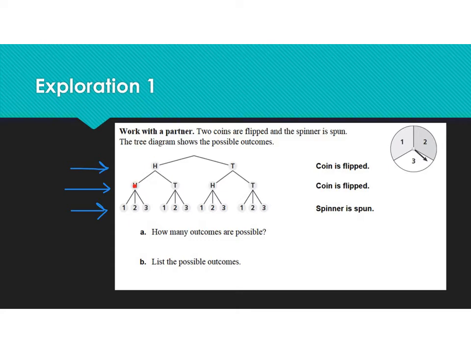If you count all the branches, you have 1 branch, 2, 3, 4, 5, 6, 7, 8, 9, 10, 11. There are 12 branches. But we want a method where we don't actually have to count every branch. There were 2 options for the first coin, heads or tails. There's 2 options for the second coin, heads or tails. And there were 3 options for the spinner. So can you think of a way to take 2, 2, and 3 and turn it into 12?